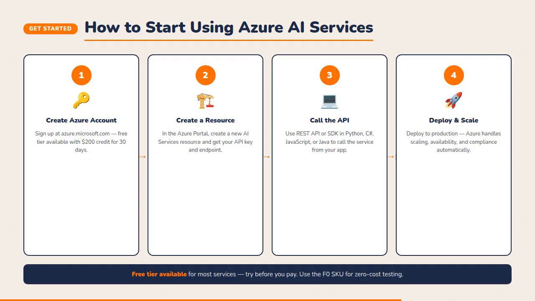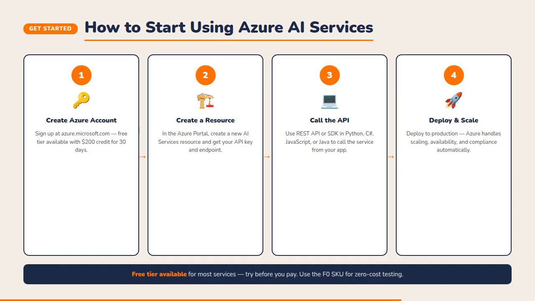Slide 9. How to get started. Getting started is straightforward. Step 1. Create a free Azure account at azure.microsoft.com. You get $200 in credit for 30 days. Step 2. In the Azure portal, create an AI services resource and grab your API key and endpoint. Step 3. Call the API using REST or the SDK in Python, C#, JavaScript, or Java.